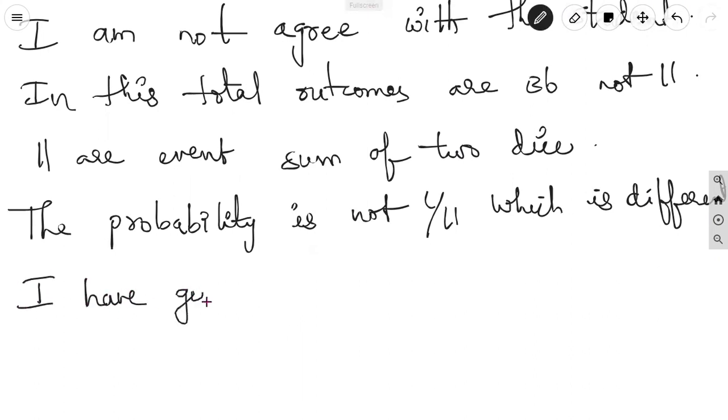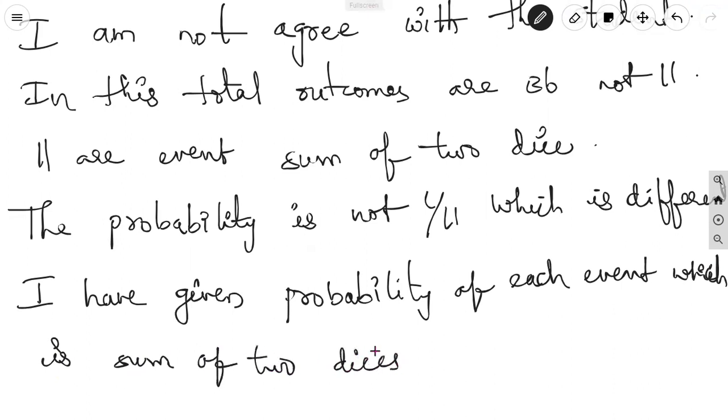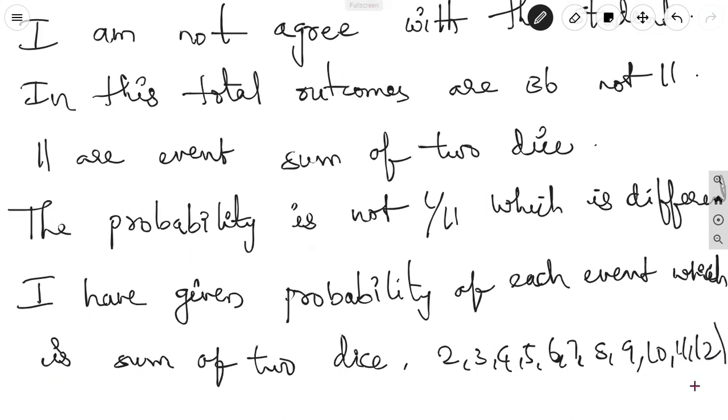I have given the probability of each event, which is the sum of 2 dice: 2, 3, 4, 5, 6, 7, 8, 9, 10, 11, 12.